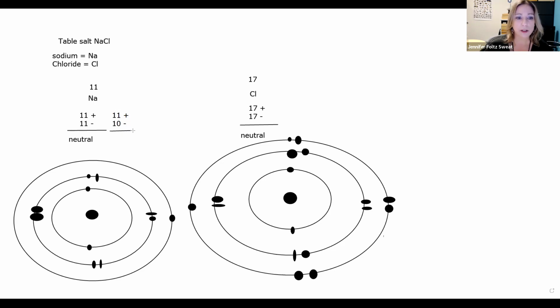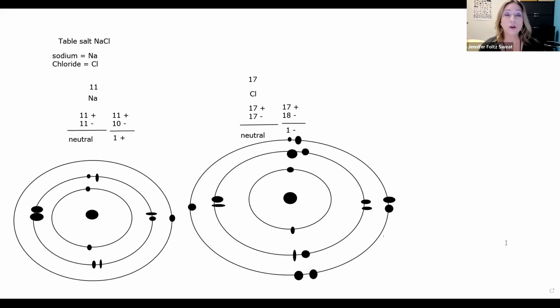So if you have 11 positive charges and 10 negative charges, that is going to leave you with 1 positive charge. So let's look at chlorine. It still has 17 positive charges, right? Because if you change the number of protons, it would no longer be chlorine. But now it has 18 electrons, because it stole 1 from sodium. So you end up with 1 negative charge.